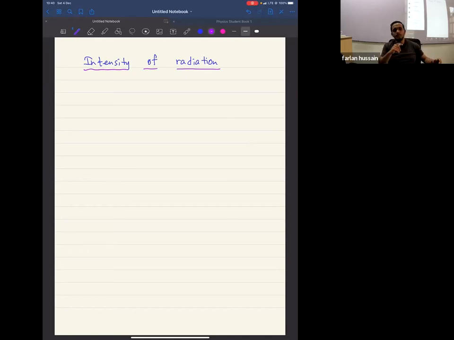Okay. What is power? Energy passing through a point in a unit time. Energy passing in a unit time is power of a wave. So what is intensity?